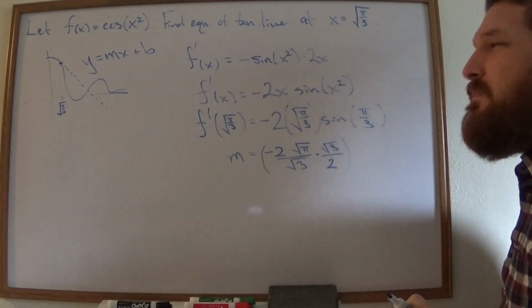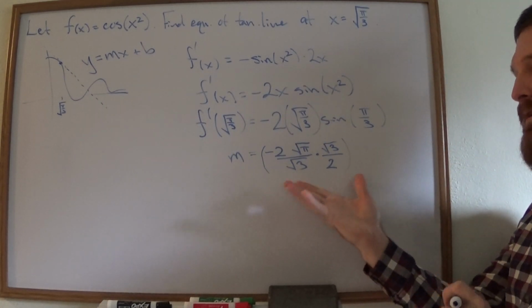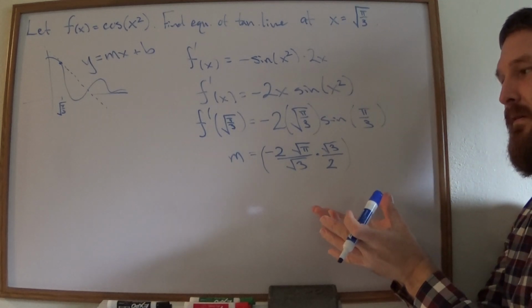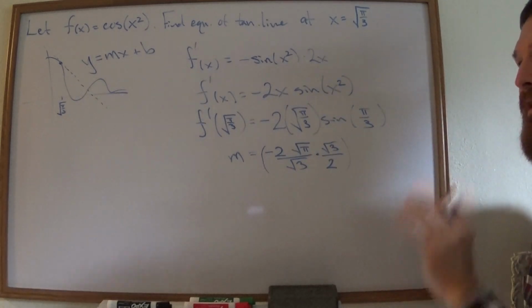Just to really drive the point home, I'm not even going to simplify this yet. It would be too easy to simplify. It would come out to be negative root pi, really easy, and I could plug it in really easy. I'm not going to do that.